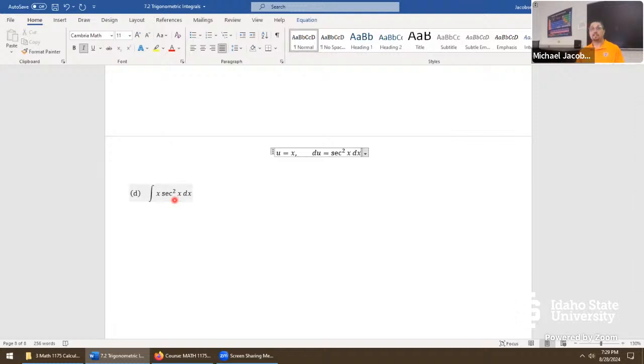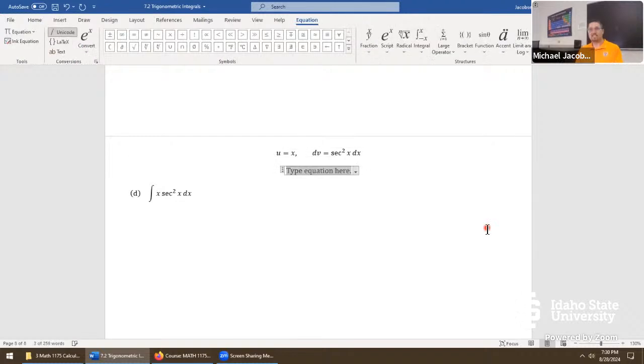Sorry, say again? Well, this should be a dv right here, thank you. This should be a dv here. Somehow it's easier to remember when you're writing it down versus typing, that's strange. Yes, so du will be the derivative of x, which is a 1, and then we have a dx.